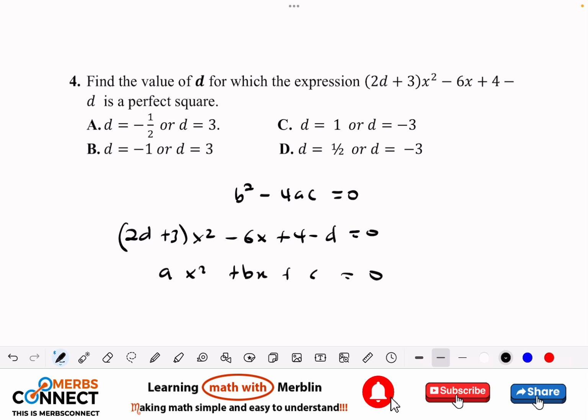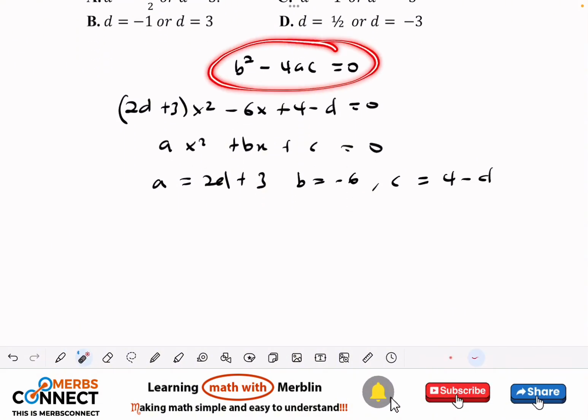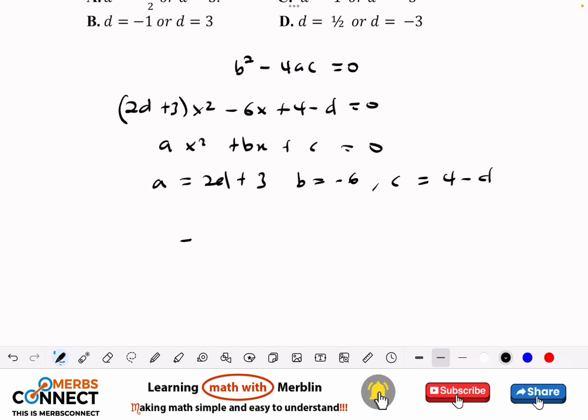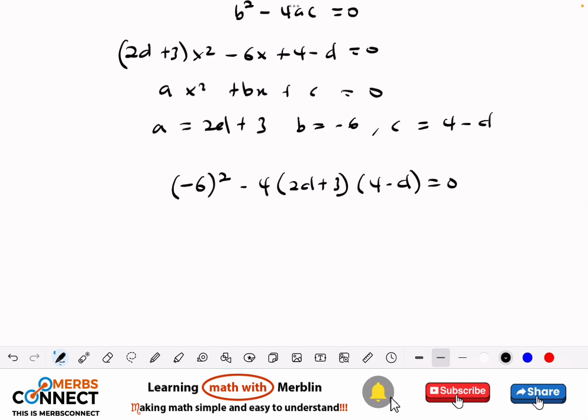So we know that a is equal to 2d plus 3, b is minus 6, and c is equal to 4 minus d. So you plug them inside the discriminant rule here. We are going to have minus 6 all squared minus 4 times a, which is 2d plus 3, and then c is 4 minus d, and it is equal to 0. So now we are going to simplify this and solve for d.